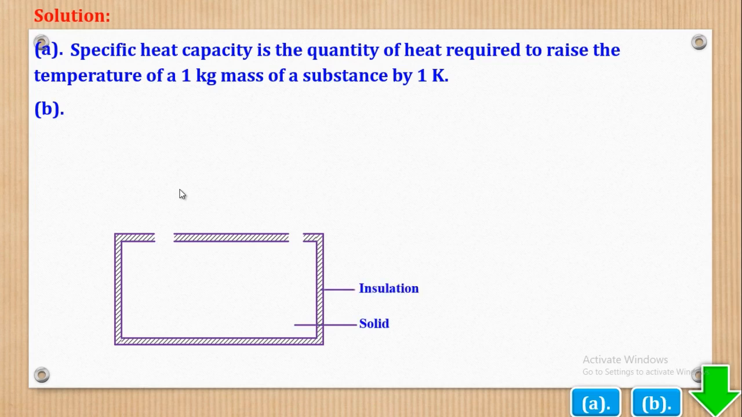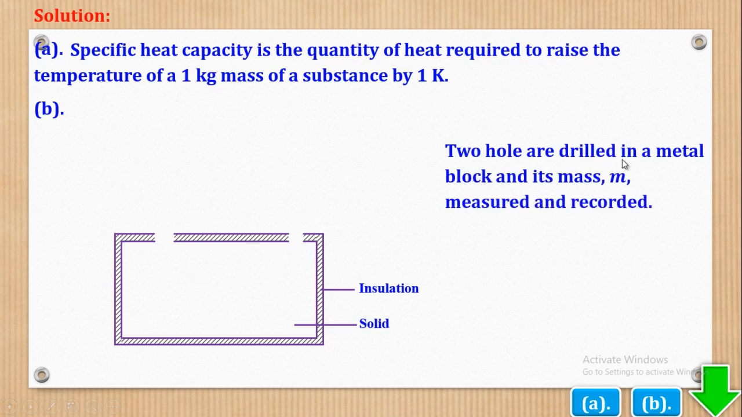So you are complete step by step. So this is a solid metal with insulation around it. You start by saying that 2 holes are drilled in a metal block and its mass M measured and recorded. So we shall drill 2 holes in a metal block, and this is 1 hole and this is another hole.